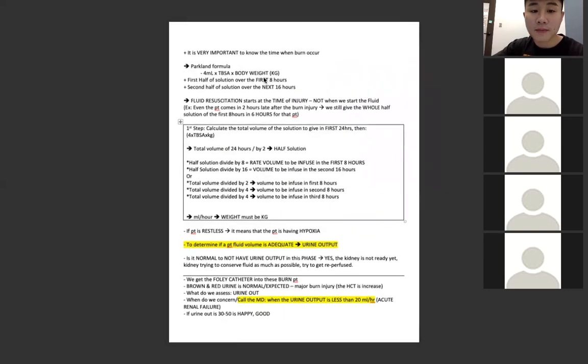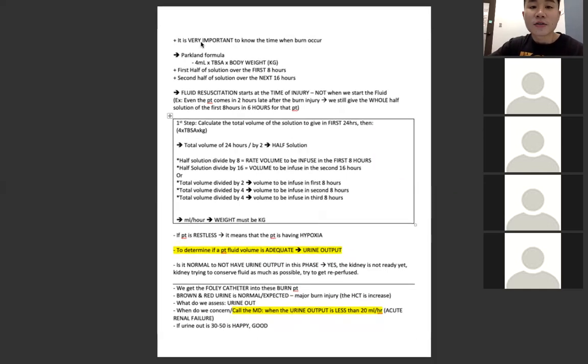All right, here comes the crazy part. It is very important to know the time when the burn occurred, because the time when the burn occurred plays a big factor in the calculation of the Parkland formula, how much fluid we will give to the patient. The Parkland formula itself is 4 milliliters times TBSA, total body surface area percentage, times body weight in kilograms.